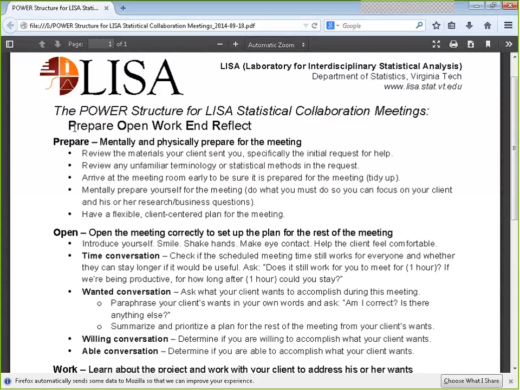It stands for prepare, open, work, and reflect. So 5 components to a meeting. The first one is prepare, which means that you should mentally and physically prepare for the meeting. So review the materials that the client sent you.